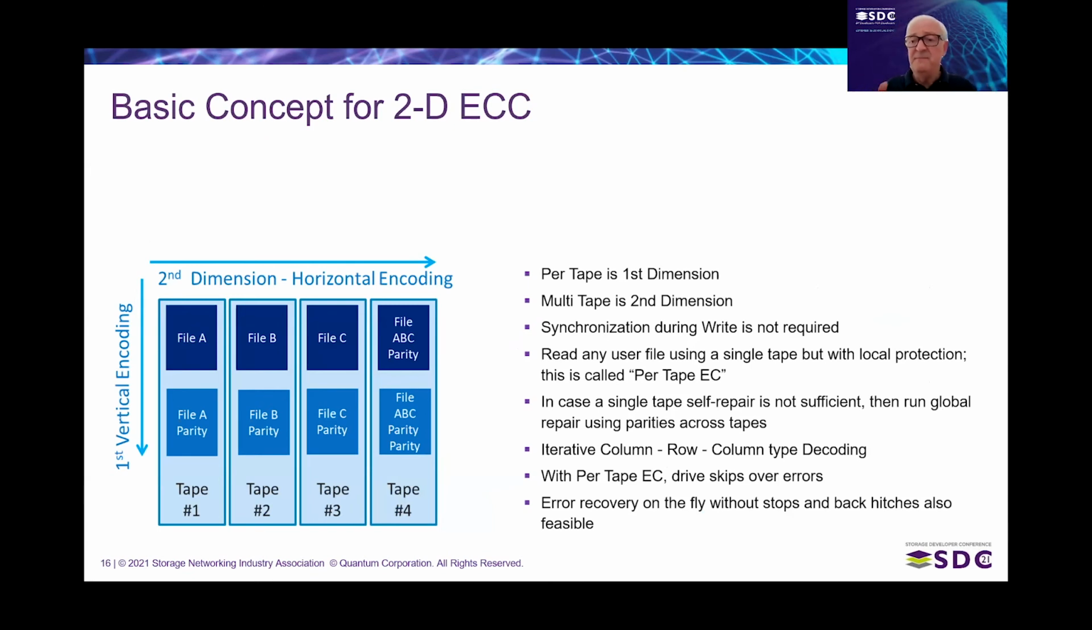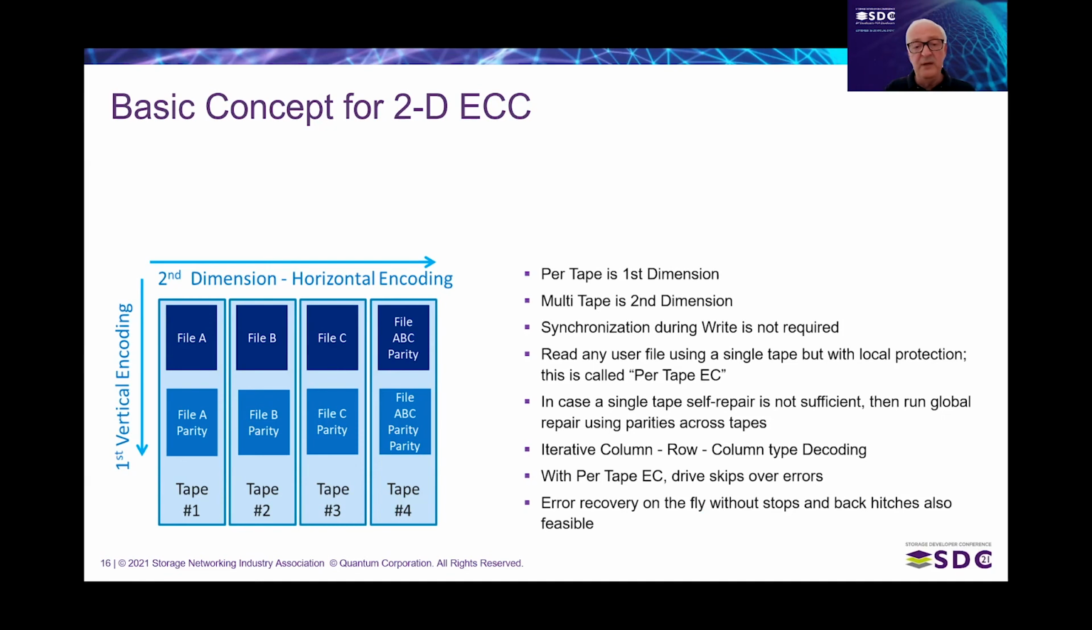The two-dimensional concept is a very simplified view. You have files A, B, C. You put them on individual tapes with local parities: file A parity, file B parity, file C parity. And then you go across and develop a parity tape that holds the parity of files A, B, C, and the parity of parities, as shown here.